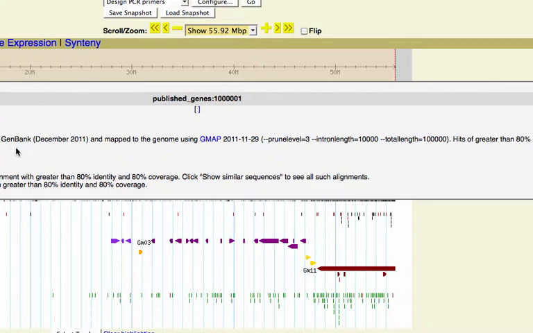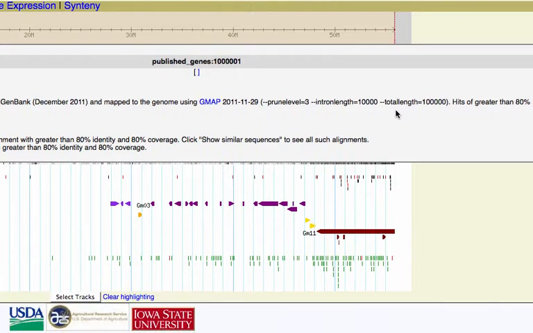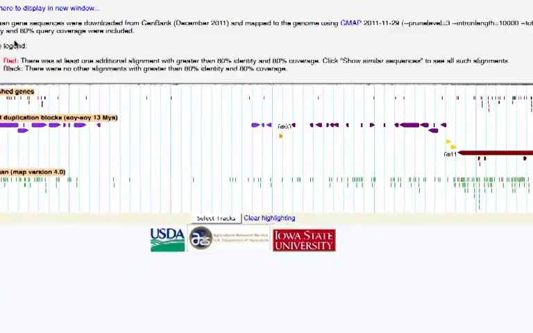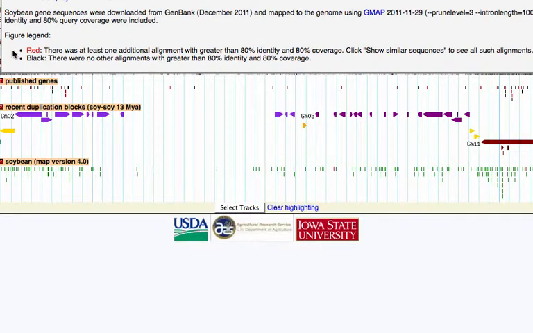In this case, it tells you that soybean gene sequences were downloaded from GenBank. It was mapped to the genome using GMap with the following switches. It also tells you that hits greater than 80% identity and 80% query coverage were included. And a lot of times it'll also give you some more information, in this case about what the glyphs mean and what the colors mean.